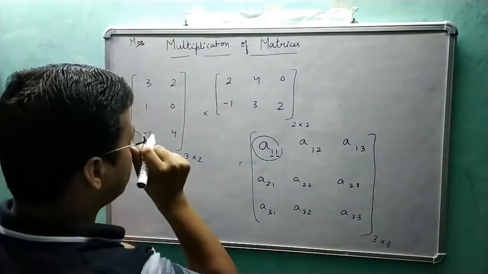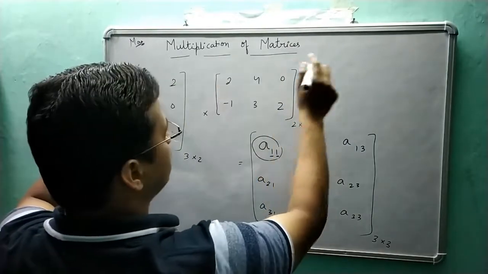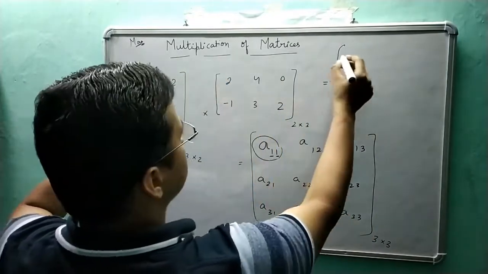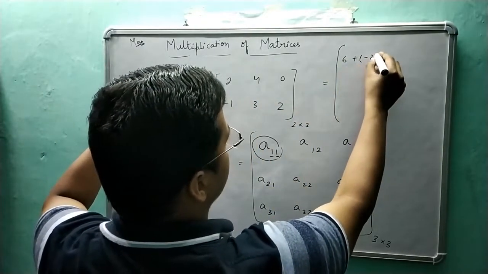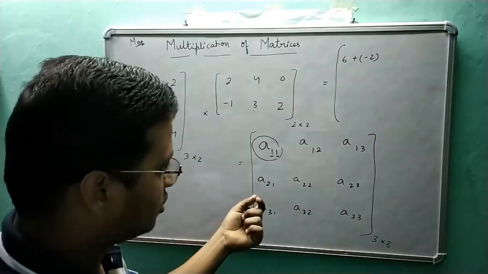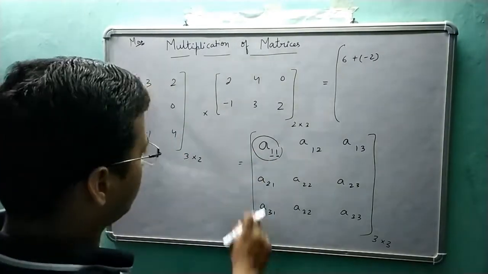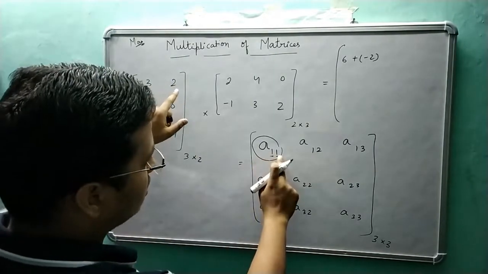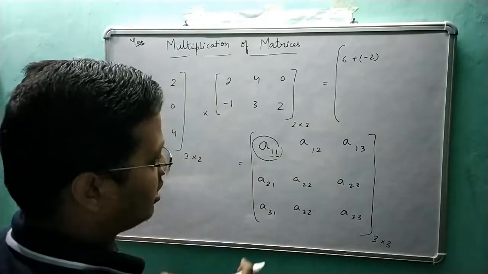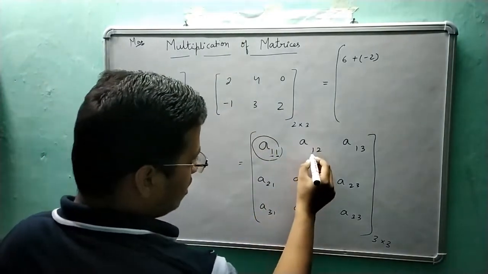And what type of multiplication? This is something like a dot product. So 3 into 2 is 6 plus 2 into minus 1 is minus 2. Just remind yourself once again what we have done. We have multiplied the first row of the first matrix with the first column of the second matrix to get this element. Similarly, how to find A12?